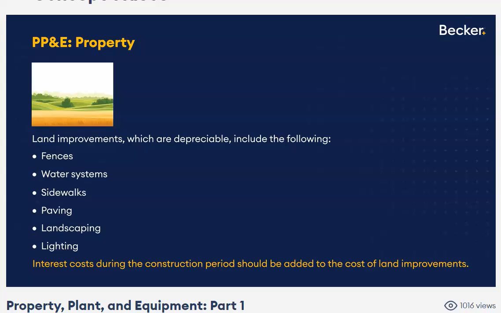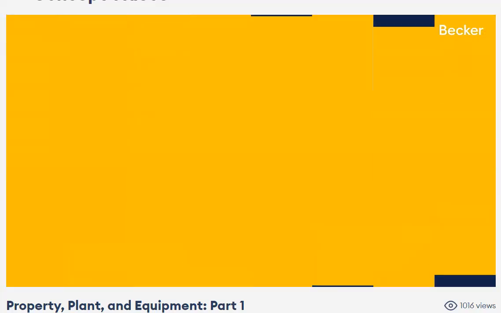Any interest costs which are normally expensed as incurred, well, the magic words are during the construction. During the construction, those interest costs are capitalized. They're not expensed. They're added to the cost, in this case, of the land improvement, and then would be depreciated along with the cost of the building later on.